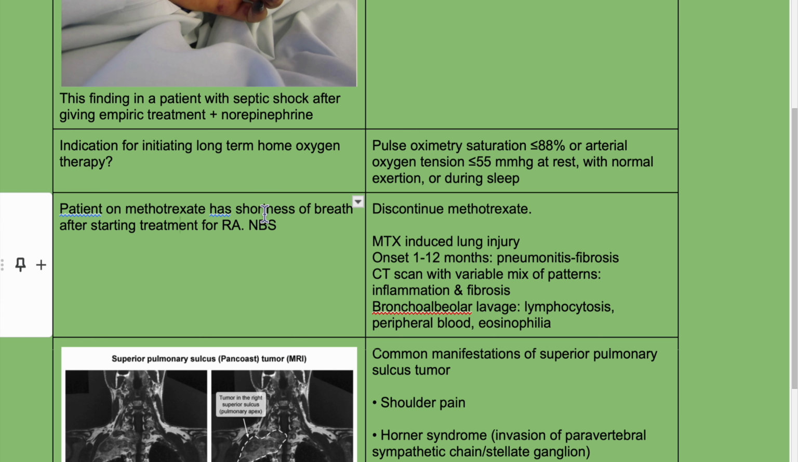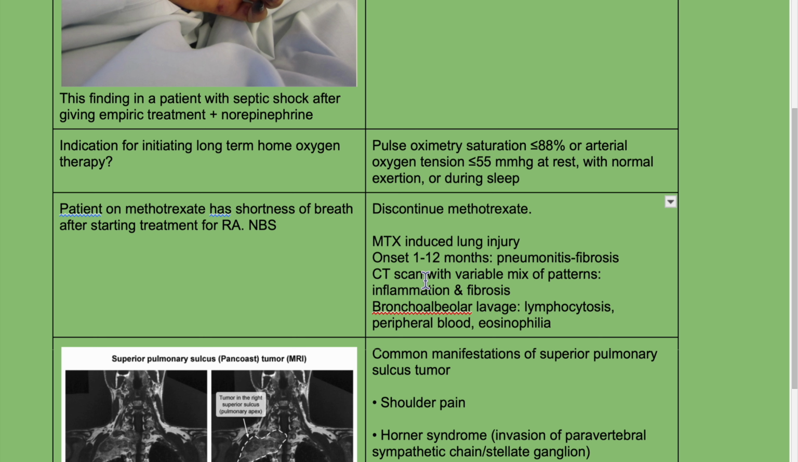Patient on methotrexate has shortness of breath after starting treatment for rheumatoid arthritis. Next best step, well, just continue methotrexate. MTX-induced lung injury. Okay. Onset is 1 to 12 months. So it doesn't have to be recent. It could be over 6 months, 7 months, up to 12 months. Pneumonitis, fibrosis.